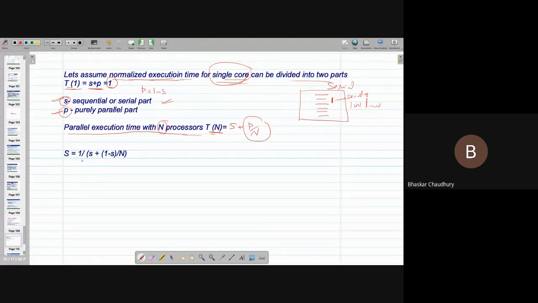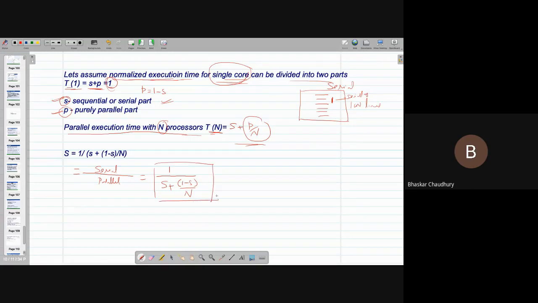So the speed up is equal to 1 plus... So what is the speed up? We have already discussed in the previous slide. So the speed up is serial divided by parallel. Serial is 1, so that 1 I am taking from here, and then the parallel you have already calculated, which is S plus P. P is 1 minus S, so I'm just putting it as 1 minus S divided by N.